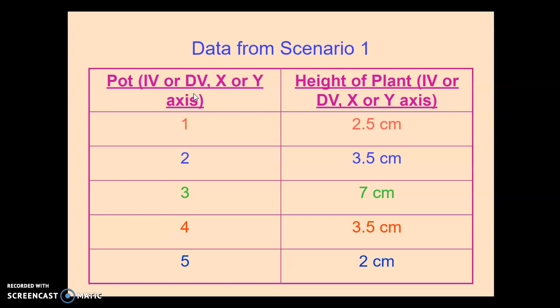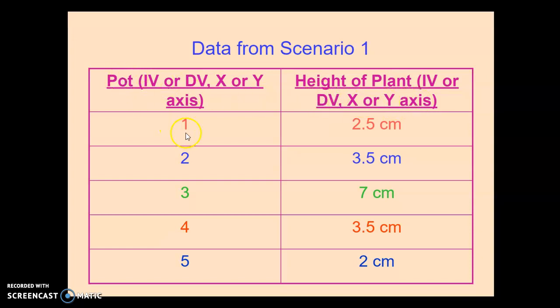Now, the easiest one I think to get to is the dependent variable. It's your data. And the data that we collected in this experiment was the height of the plants. So it says that the height of the plants was measured at the end of the experiment. So this is your dependent variable. And again, looking at DRY MIX, DRY, your dependent variable goes on your y-axis.